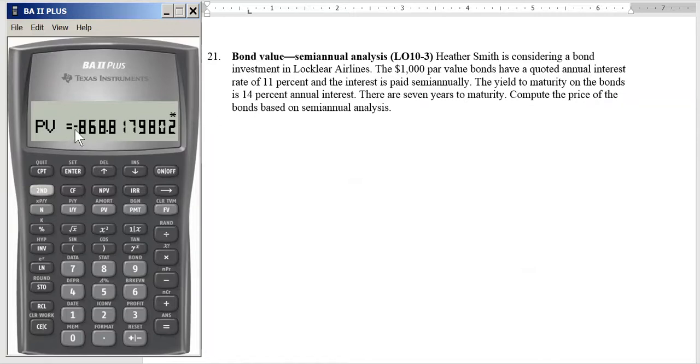Again, when we're looking at these time value calculations, remember that this minus sign here does not mean below zero. It simply means it's an opposite direction of cash flow from what we put in here. So that's how we price a bond using the BAII Plus calculator.